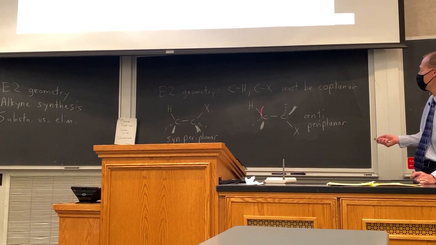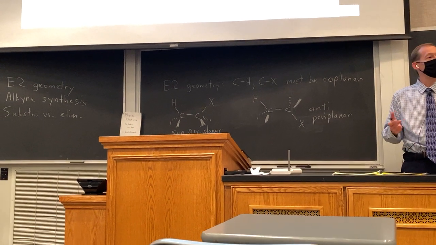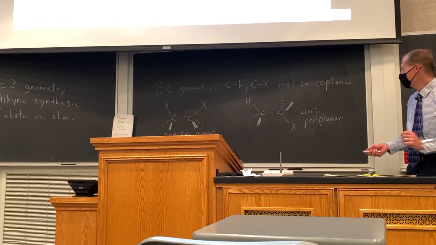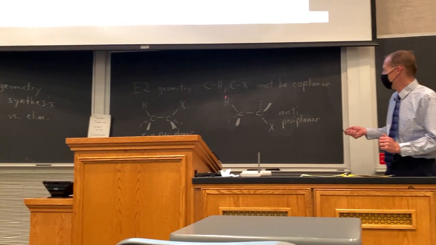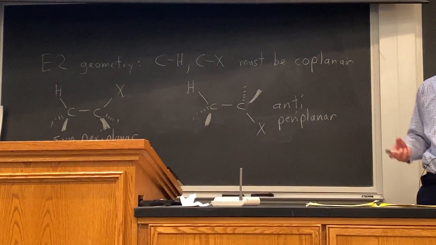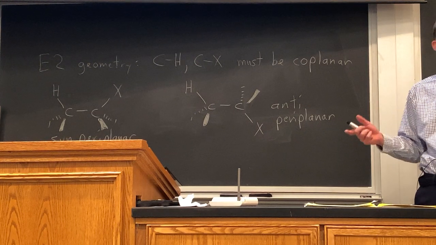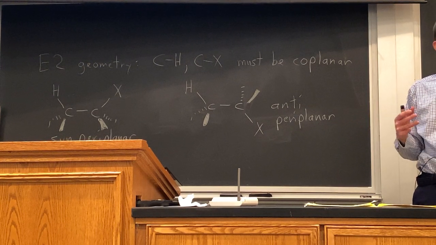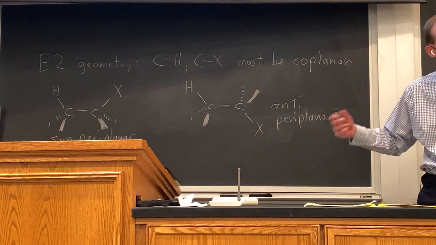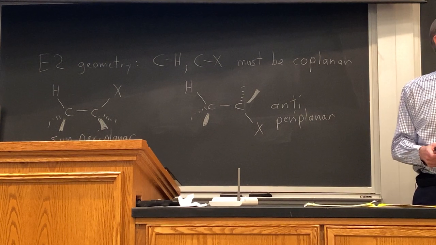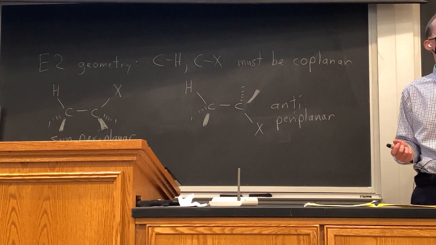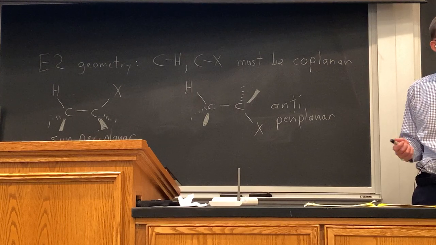And then the other arrangement we could have is the anti-periplanar arrangement, where you see that the beta hydrogen is anti to our leaving group, and we have a staggered conformation. Okay? So both of these conformations are possible. Which one do you think would be preferred? Claire?